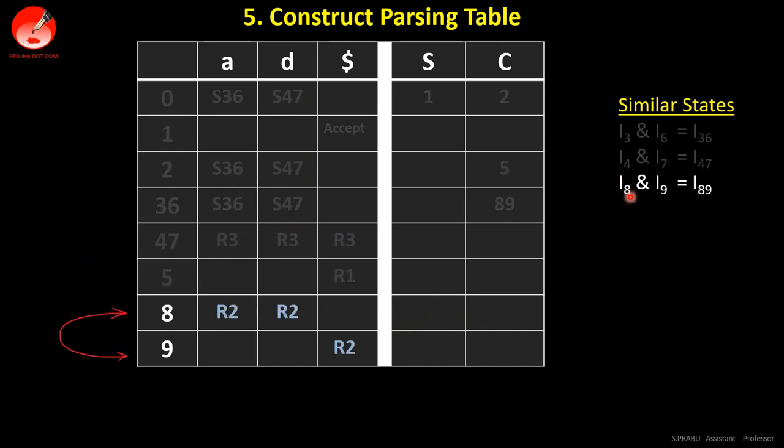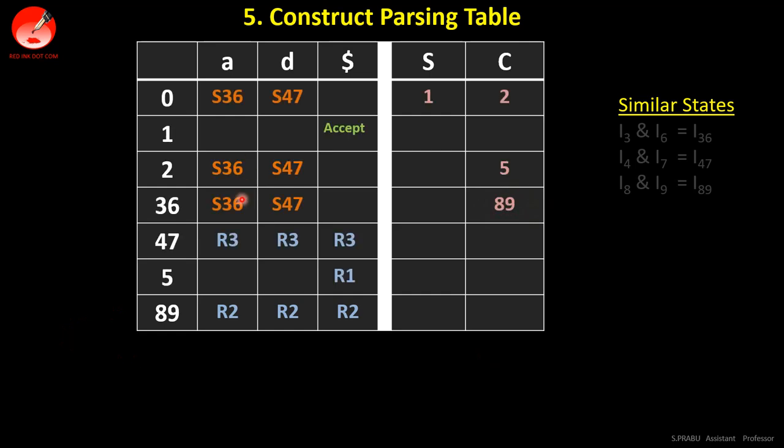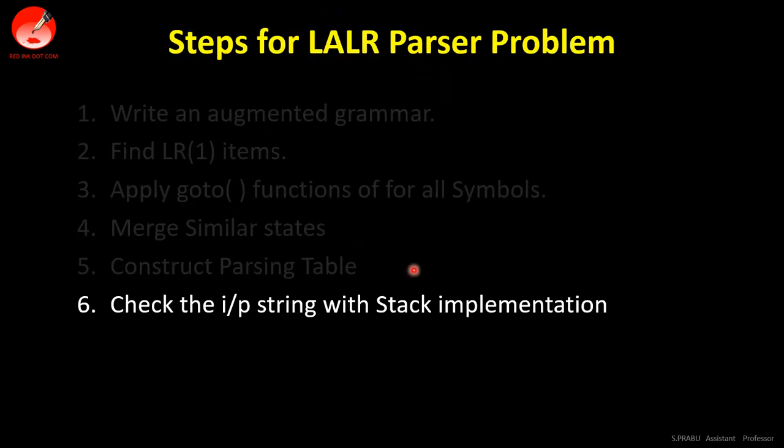Now I am going to the 8th and 9th rows. When I merge these two, R2 can be located here and 9 can be merged with 8 as 89, and change any single 8 or 9 values. 89 is already merged here, so there is no need to do this, and remove this unwanted row. So this is the complete merged table. This table is now called the LALR parsing table. So from these steps, up to 5 steps are over.